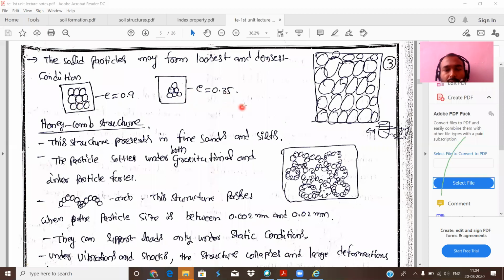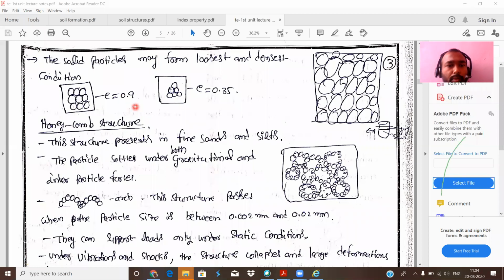After vibrations, a gap will be formed and more soil will be penetrated into or deposited into the beaker. So, loosest state to densest state. In the loosest state, fewer particles are present, and due to the fewer particles, more void ratio is present.